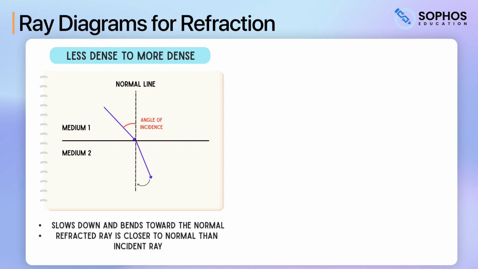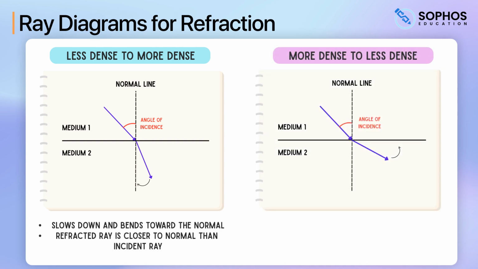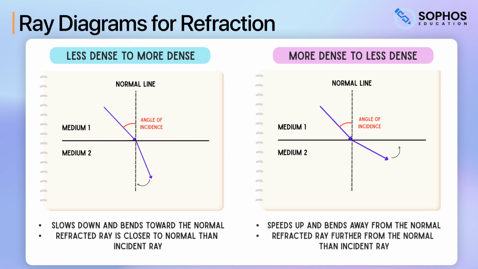Conversely, if the light travels from a more dense medium into a less dense medium, it speeds up and bends away from the normal. In this situation, the refracted ray ends up farther from the normal compared to the incident ray. These rules about bending are vital because they dictate the path the light, or wave, will follow when crossing different media.